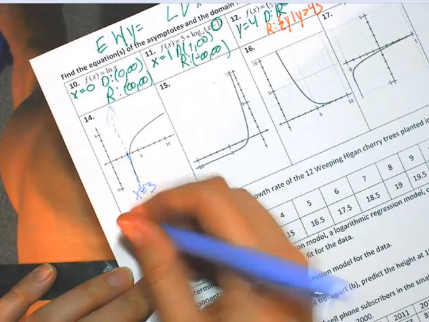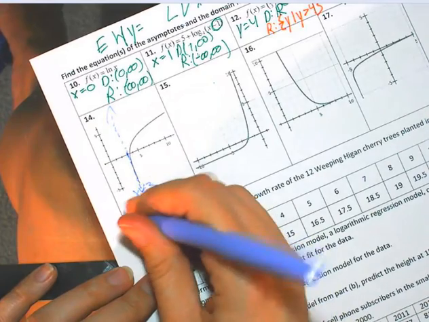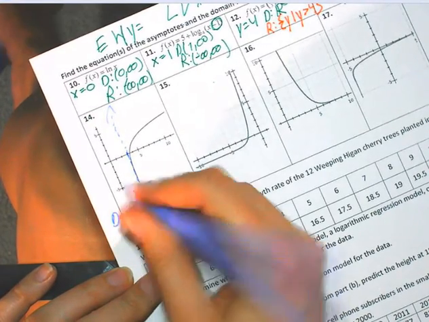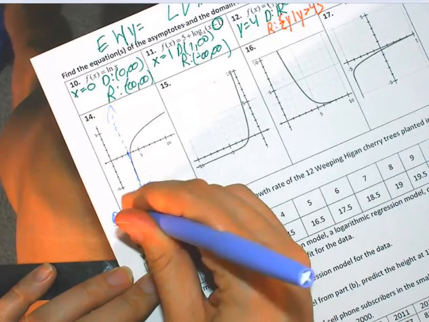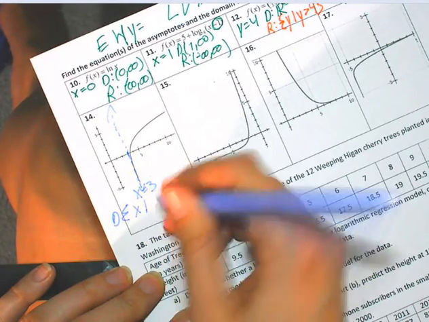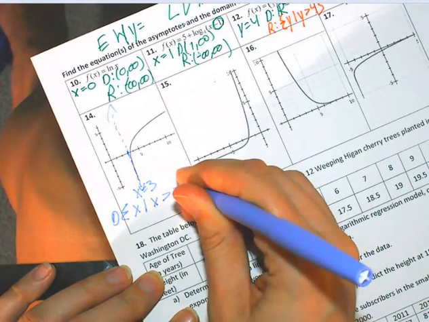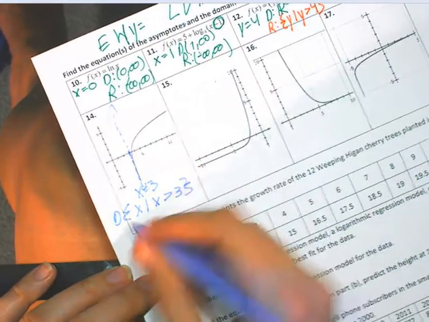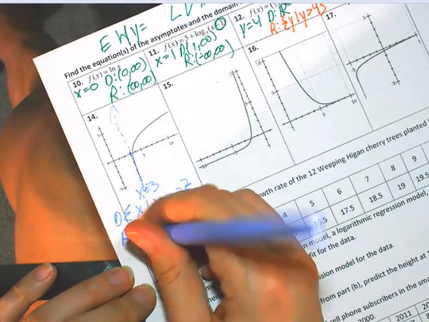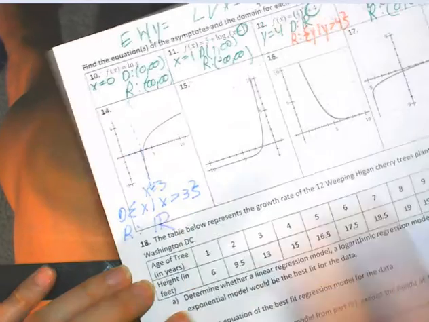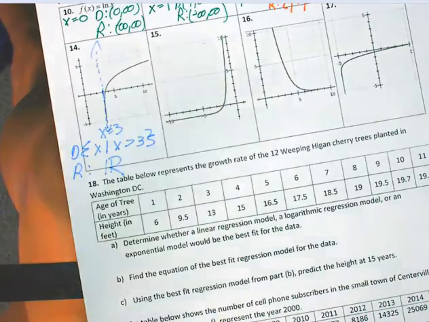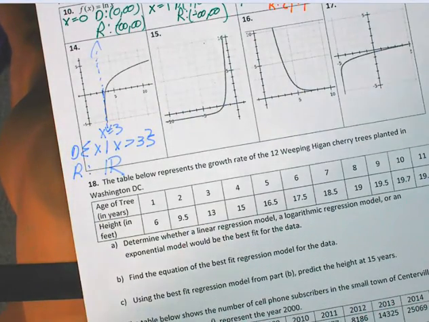So then my domain, and I'm going to write this in set notation, is going to be curly bracket x such that x is greater than 3. And then my range, down to up, is going to be all real numbers. So just to remind you that you could see the notation several different ways. All right, let's look at the next one.